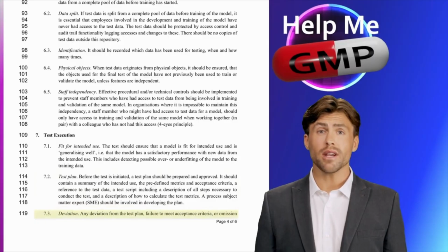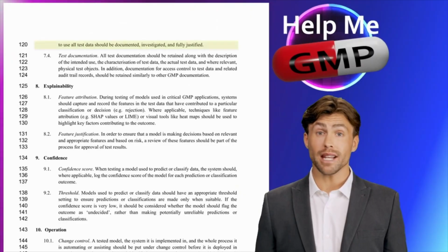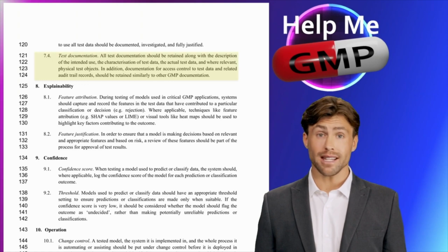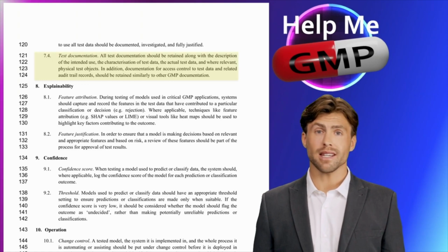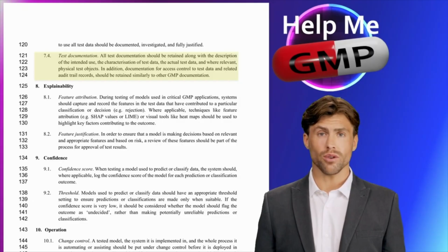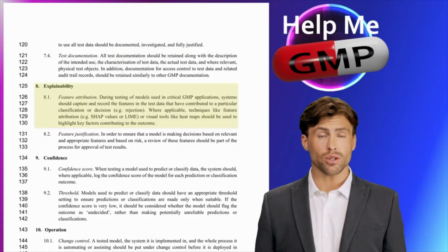Deviation. Any deviation from the test plan, failure to meet acceptance criteria, or omission to use all test data should be documented, investigated, and fully justified. Test documentation. All test documentation should be retained, along with the description of the intended use, the characterization of test data, the actual test data, and where relevant physical test objects. In addition, documentation for access control to test data and related audit trail records should be retained similarly to other GMP documentation. Explainability, feature attribution.